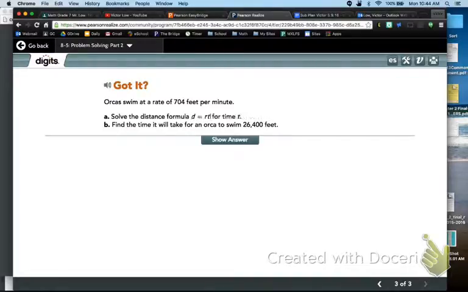Orcas swim at a rate of 700 feet per minute. Solve the distance formula for time. So for the first part, they want t to be equal to something. See if you can do that, and then plug in the things that you need to.